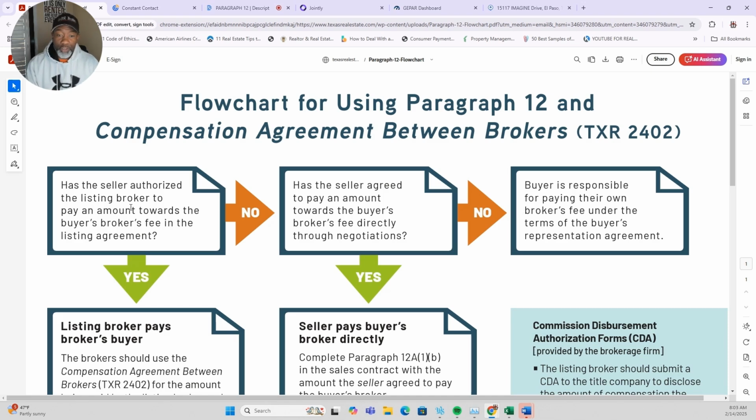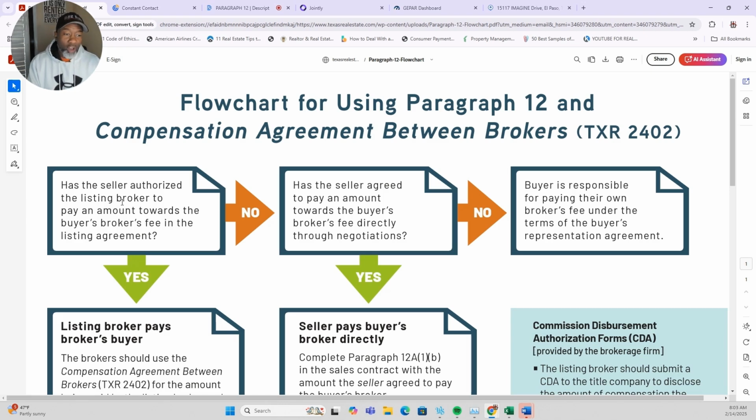All right. If it's a no across the board, the seller has not authorized the listing broker to pay another broker, the seller is not paying the buyer's broker fee, then your buyer is paying. There's nothing other than what's in the buyer representation agreement. You would be looking at your buyer to pay that, right? That's the first part. Now let's look at if some of these answers are yes.